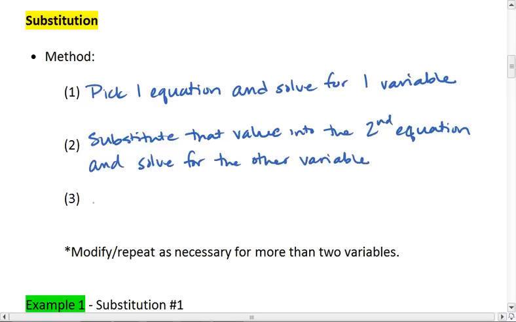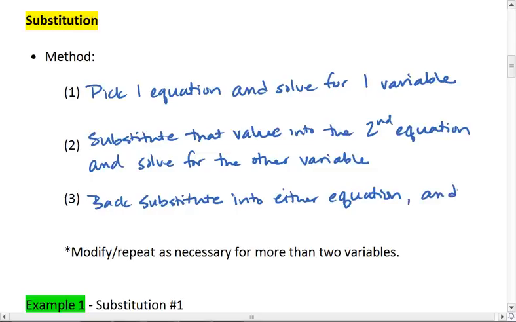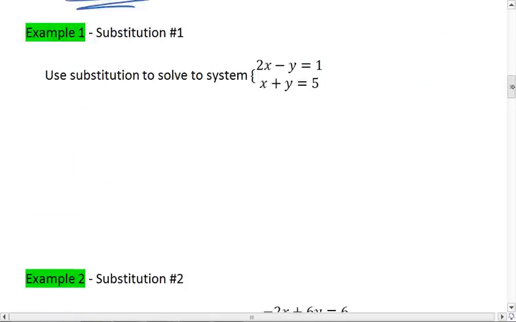Finally, we'll use back substitution into either equation and solve for the first variable. This is probably easier when looked at with an example, so we're going to check out what that looks like. Note that when you move on past just x and y, you might have to modify or repeat these steps as necessary for those more than 2 variable situations. But let's look at an example.